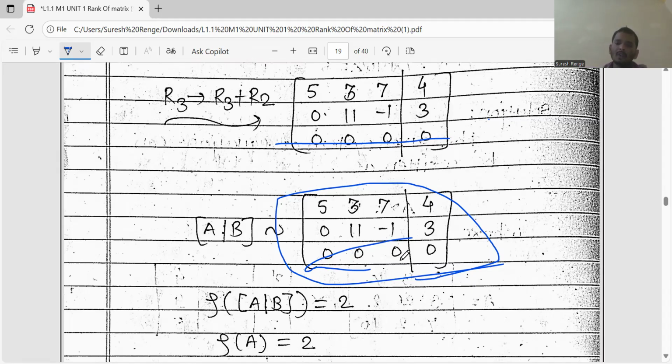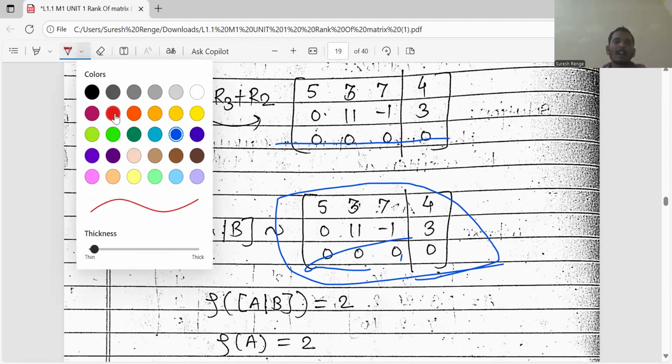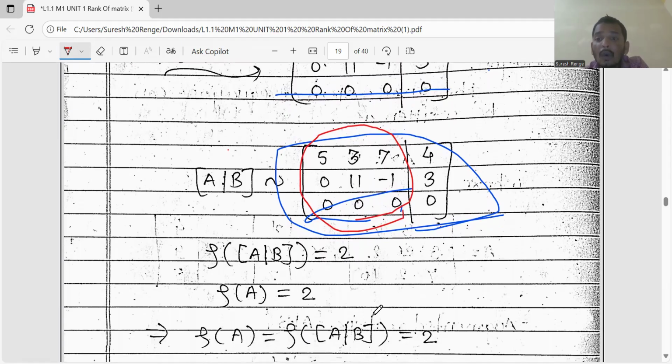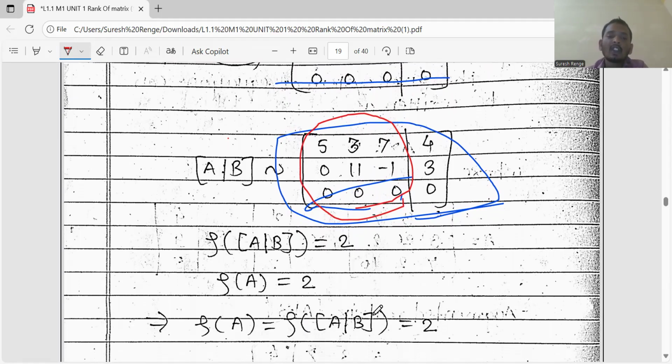Then how many non-zero rows are available in the matrix A? That is matrix A, circled in red color. A is also in echelon form. How many non-zero rows does it have? There are two non-zero rows. Therefore, the rank of matrix A is equal to 2. The rank of a matrix is equal to the number of non-zero rows if the matrix is in echelon form.